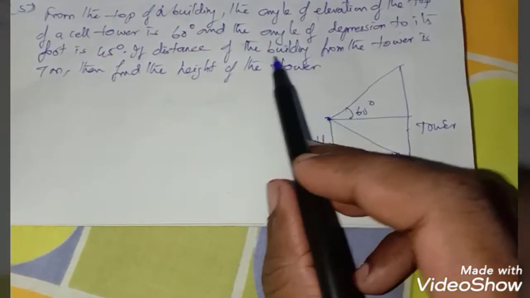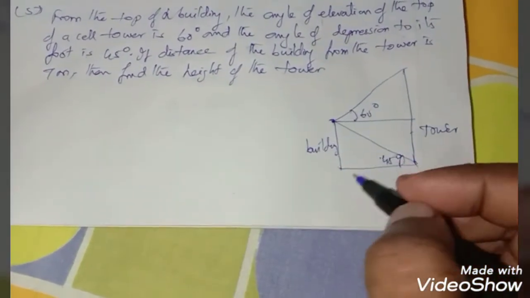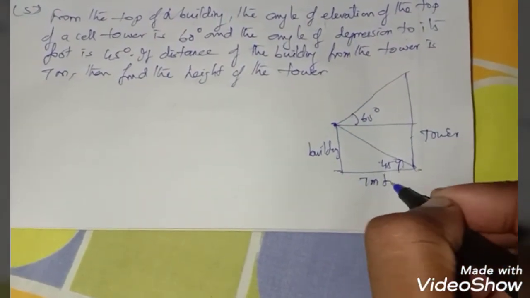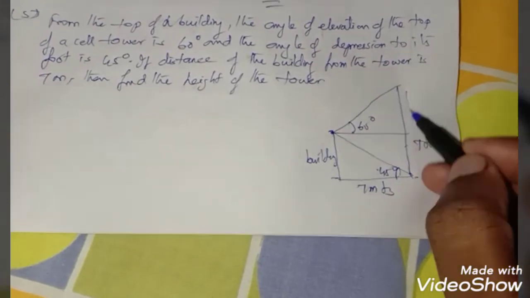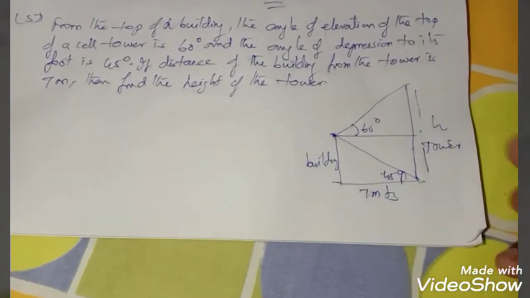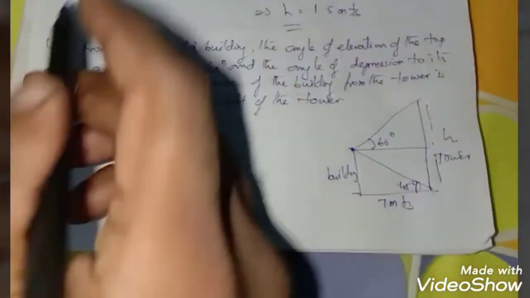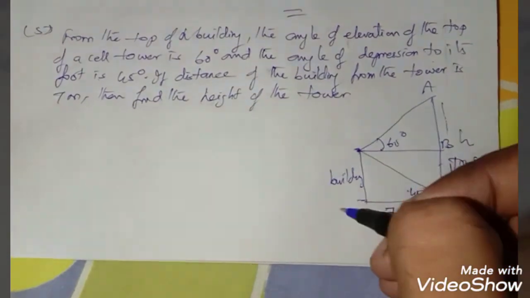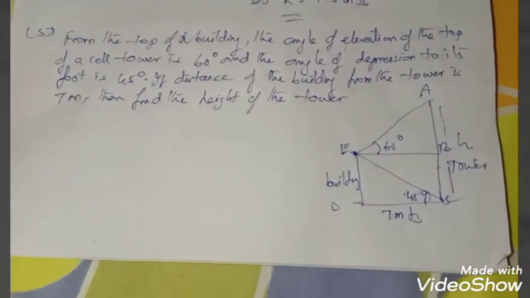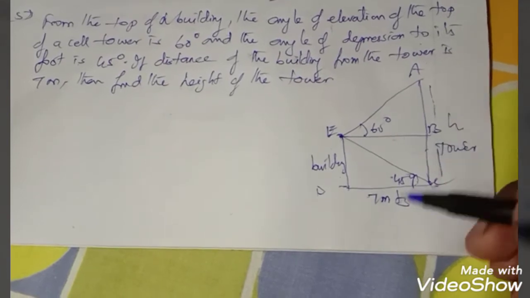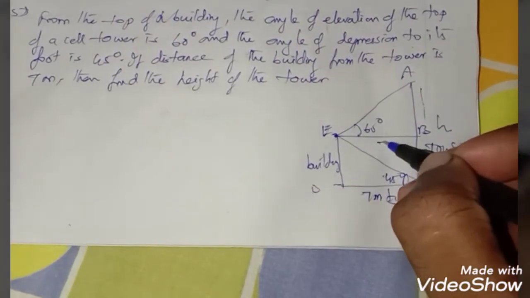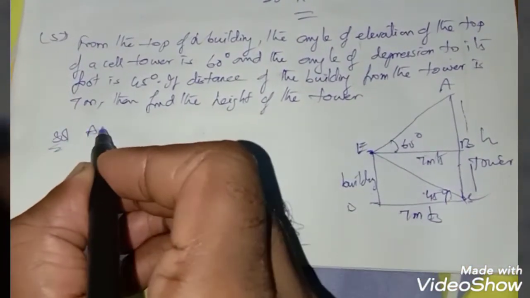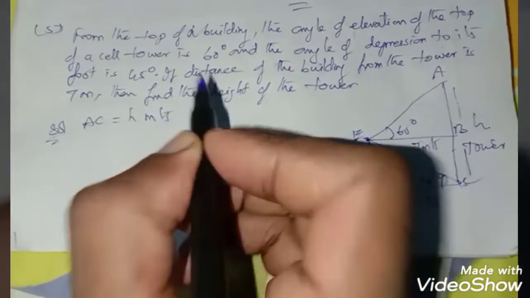If the distance between the building and the tower is 7 meters, then you have to find the height of the tower. Now how to find the height of the tower? Here let us name the points A, B, C, D and E. As these two lines are parallel, I can say BE is also equal to 7 meters. Let us write whatever values we have: AC is equal to h meters, right?